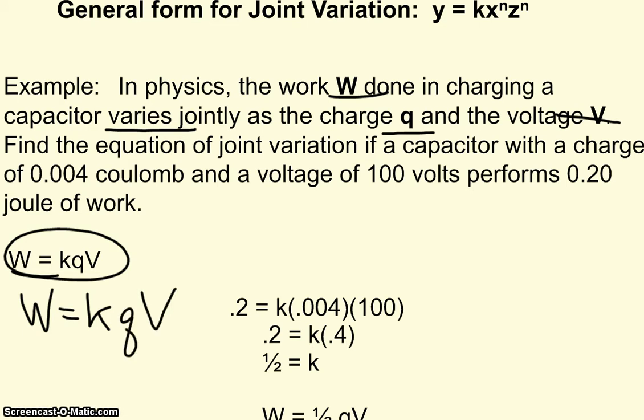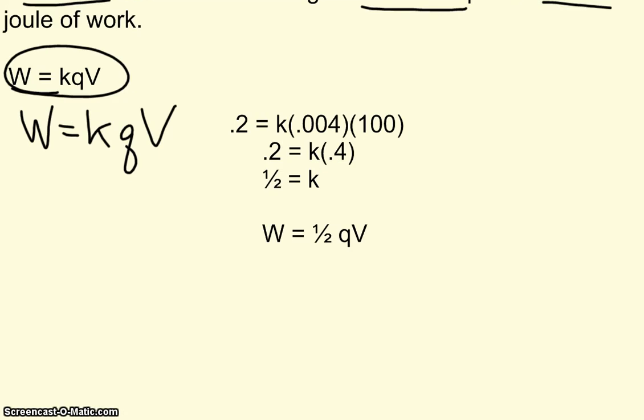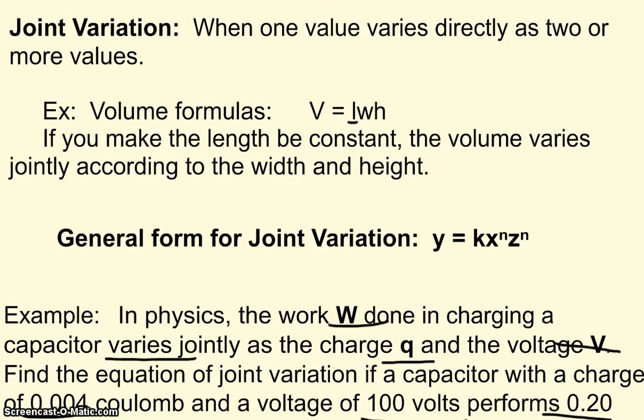Now I simply took the numbers from the problem. Work was 0.2. K, I did not know. The charge, or Q, was 0.004. And the voltage, or V, was 100 volts. I simply substituted in the values, solved the equation, and came up with 1/2. So in this case, W equals 1/2 QV, and we have solved our equation. This concludes our podcast on joint variation.